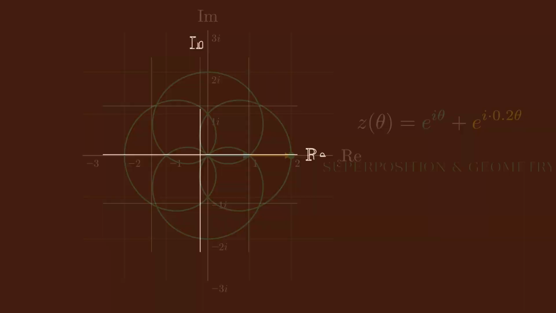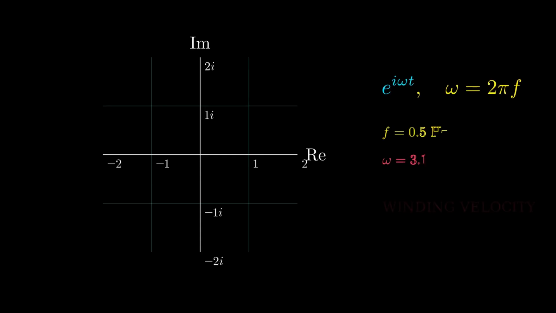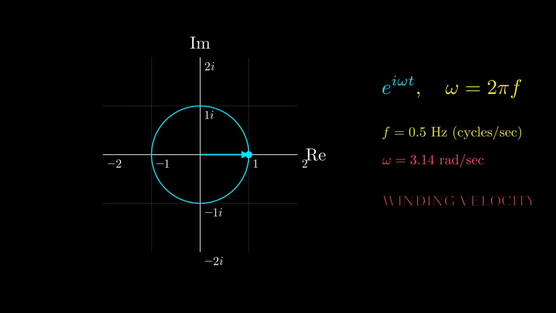Now, let's introduce time into e raised to I omega t by setting omega equals 2 pi f. Here, f represents the frequency in cycles per second. As we adjust omega, notice how the speed of rotation changes. Omega is simply the velocity of winding, how fast our vector spins around the origin.